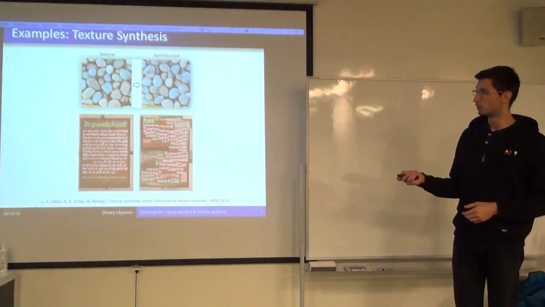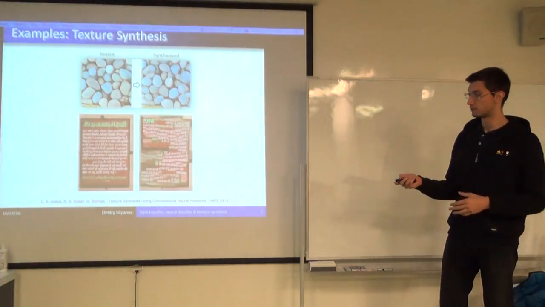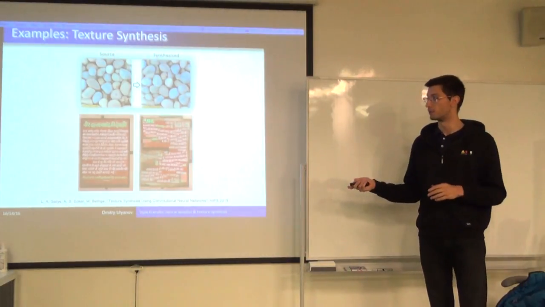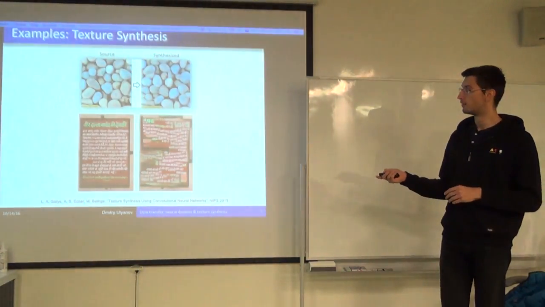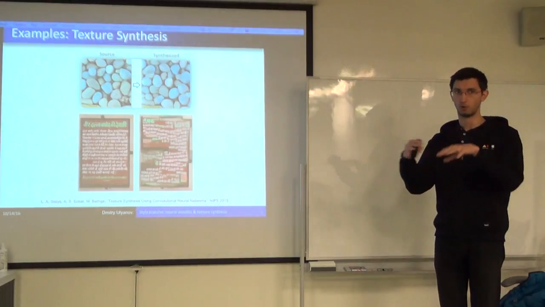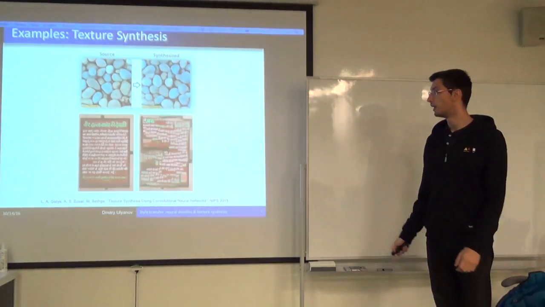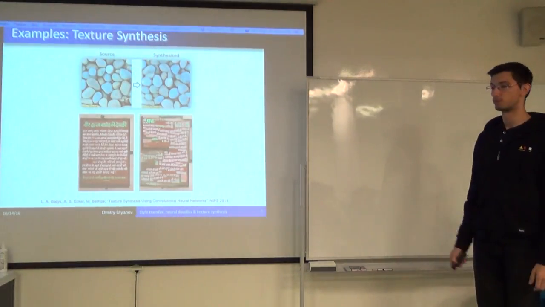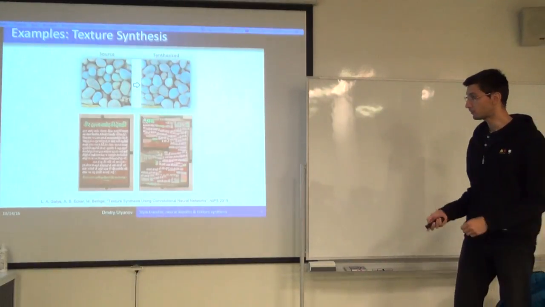But in fact, if your initial image has some global structure, like we know that the text should be aligned, right? Then it will still shuffle all the way around, and the global structure will not be preserved at all.